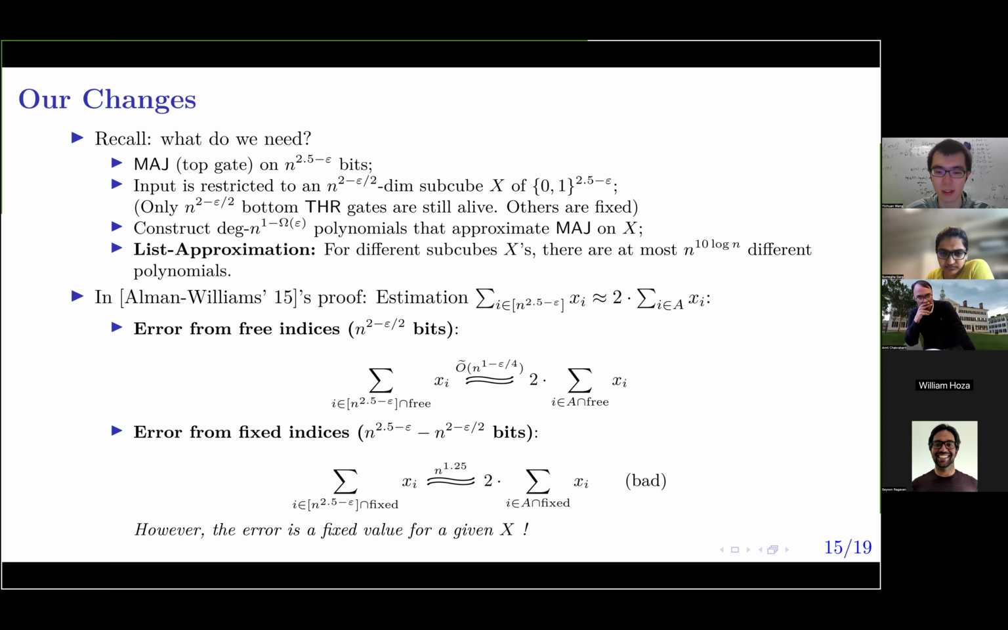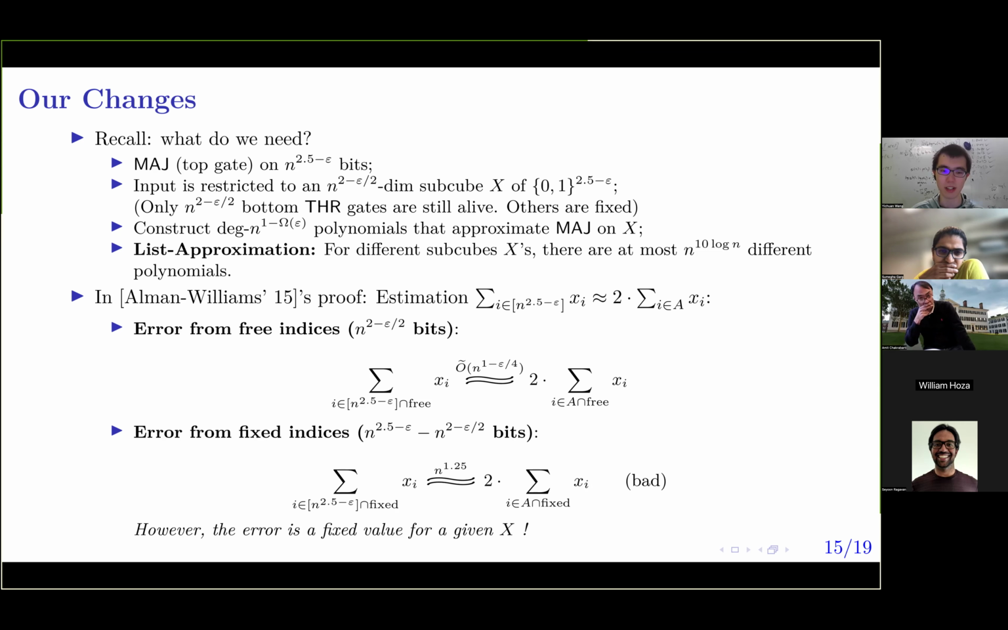So you can only get the error to n^1.25 approximately. That's bad, because we cannot handle this n^1.25 error by an interpolation polynomial. So this would make the degree too large. But for those fixed bits, there is another good thing about this.